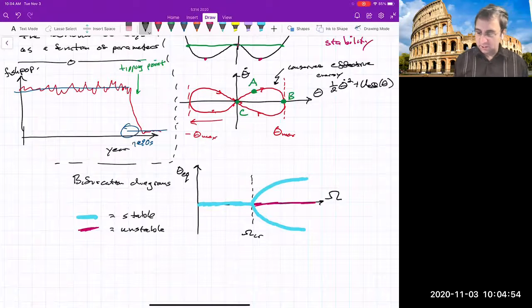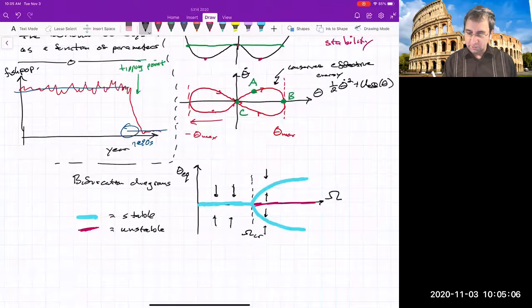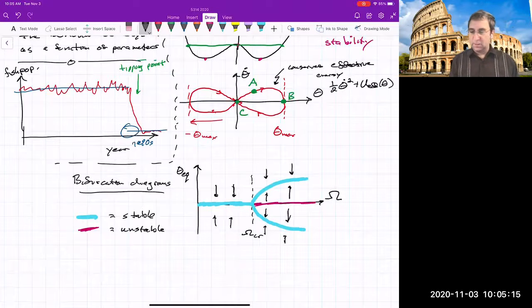Sometimes they'll use dashed lines to indicate instability. So you can think of it this way: if things are stable, then the dynamics tends to want to go towards them. If they're unstable, the dynamics goes away. So bifurcation diagrams can be useful to understand what's going on. It also helps you understand what might happen if you were to reverse things.